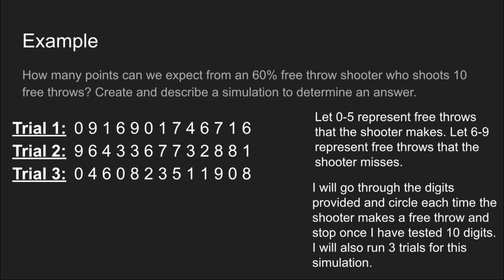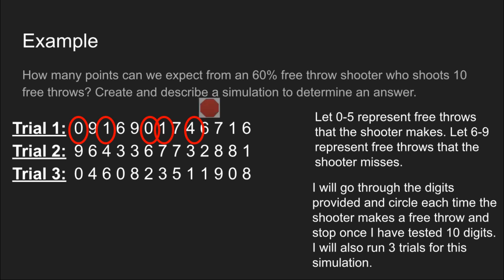Now let's just start running trial 1. So we go to the first number to the right of trial 1, 0. Does he make it or miss it? Well, let's look over on our description on the right. Let 0 to 5 represent free throws that the shooter makes. Awesome, he makes it. So we'll circle it. Boom. 9. Does he make it? No. Oh, he doesn't make it. 0. Okay, 1. He makes it. Boom. 6. No. 9. No. 0. Yes. 1. Yes. 7. No. 4. Yes. 6. Yes. Oh, I meant no. 6. No. I lied. I'm sorry about that.